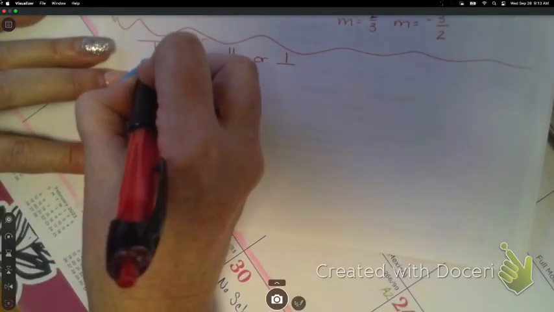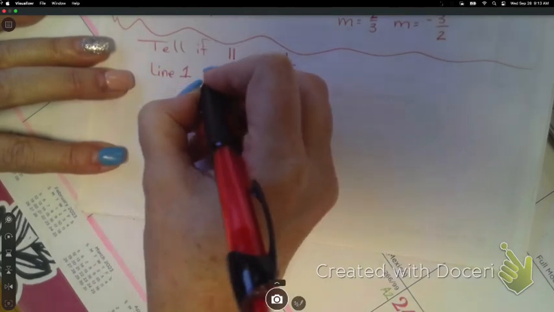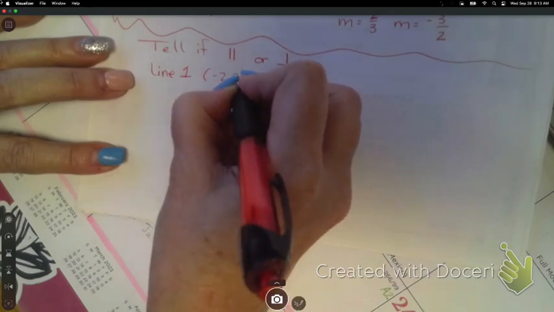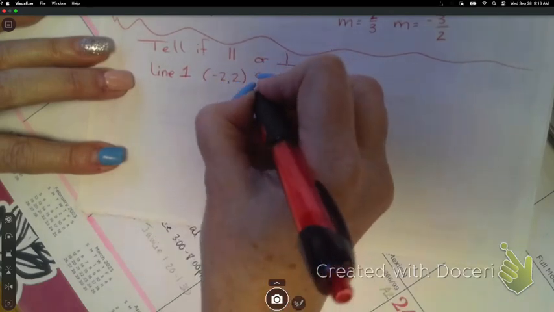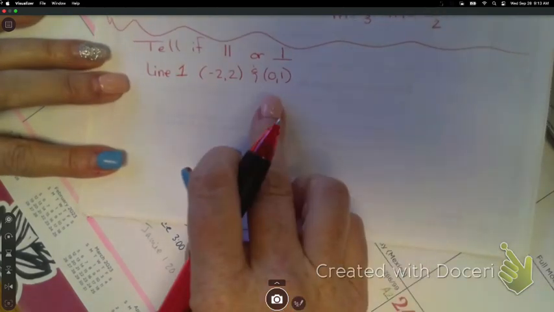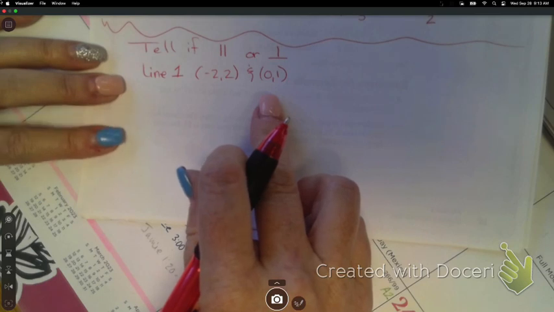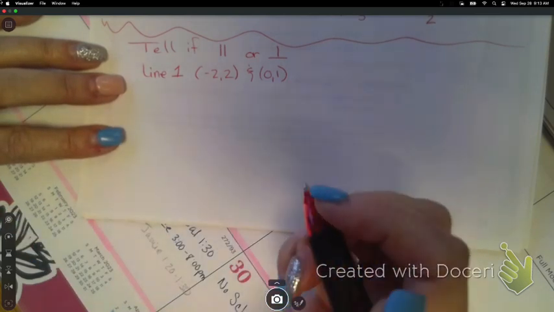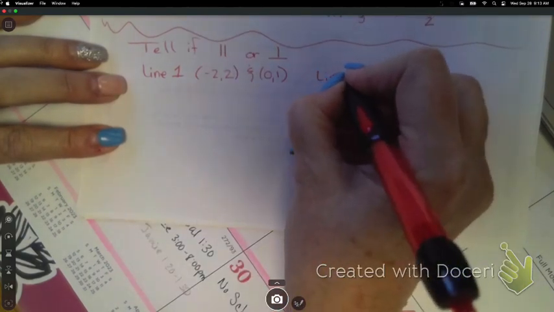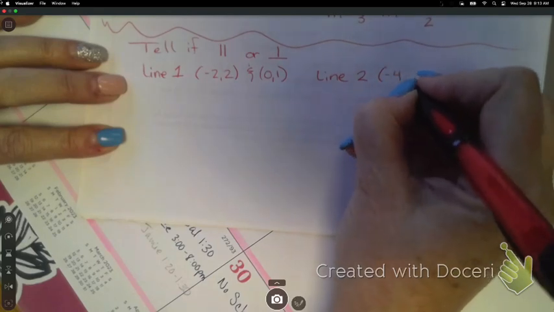Okay, so line 1 is (3, -1) and (-2, 2). What are you guys at? And (0, 1). Where are you at? I'm right here. You made that up. It's in the book. Line 2 is (-4, -1) and (2, 3).